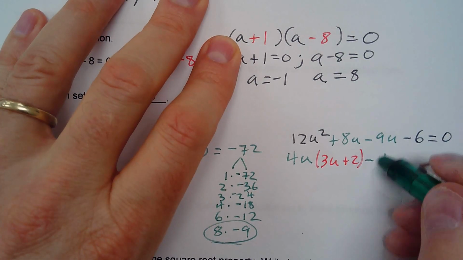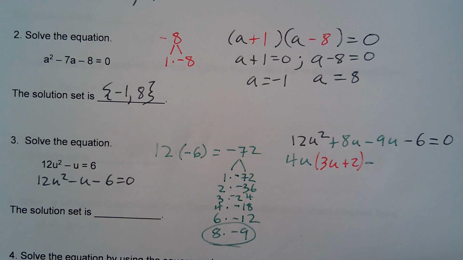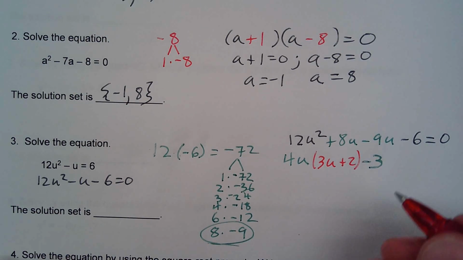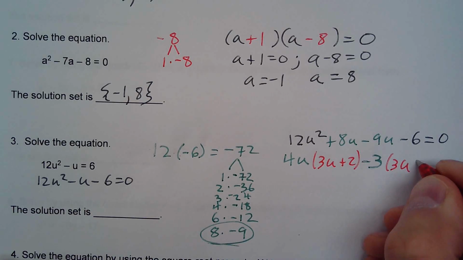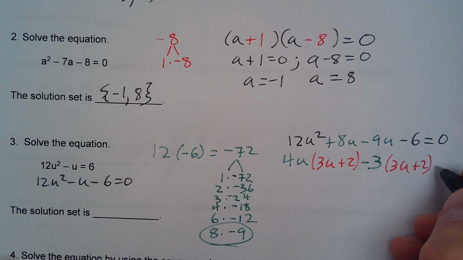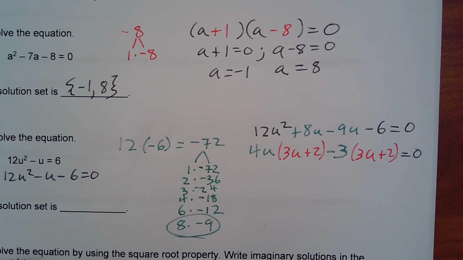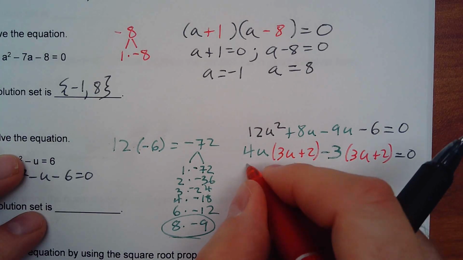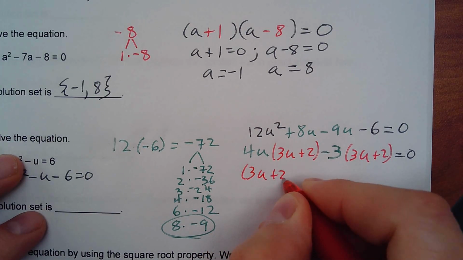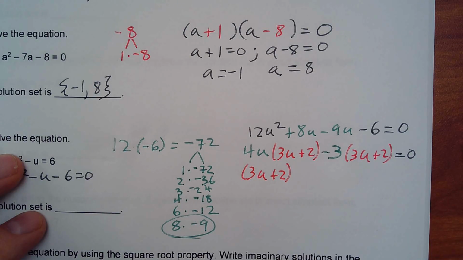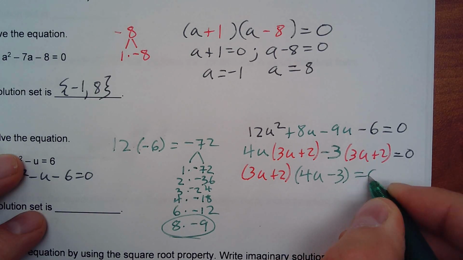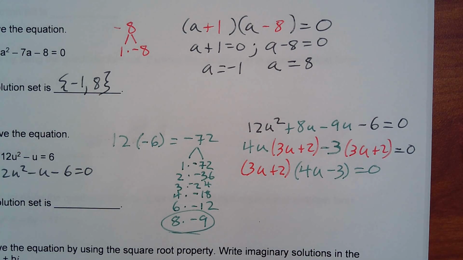Let's try that one more time. That should be a 3. Hand does not want to cooperate today. So that's a 3u plus 2 equals 0. And now I want to factor out that 3u plus 2. My leftovers are 4u minus 3 equals 0. I want to set each of these equal to 0 and solve.